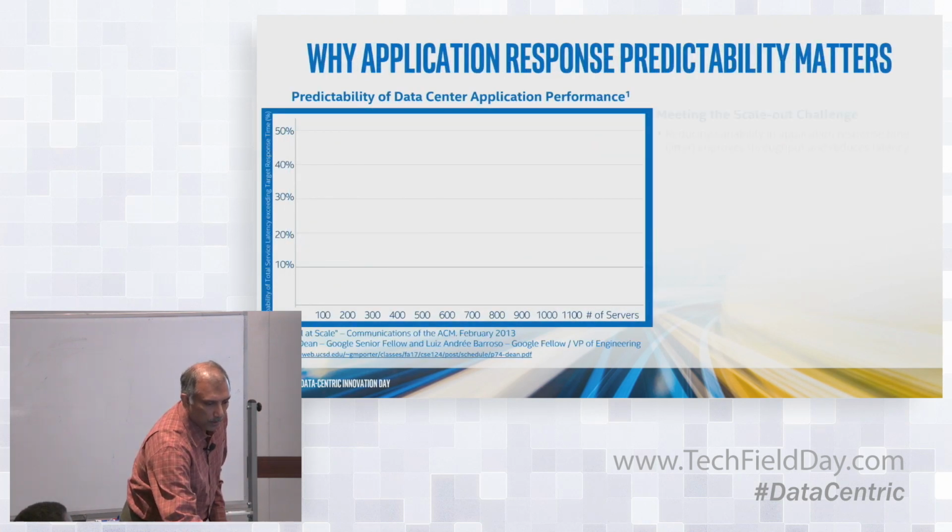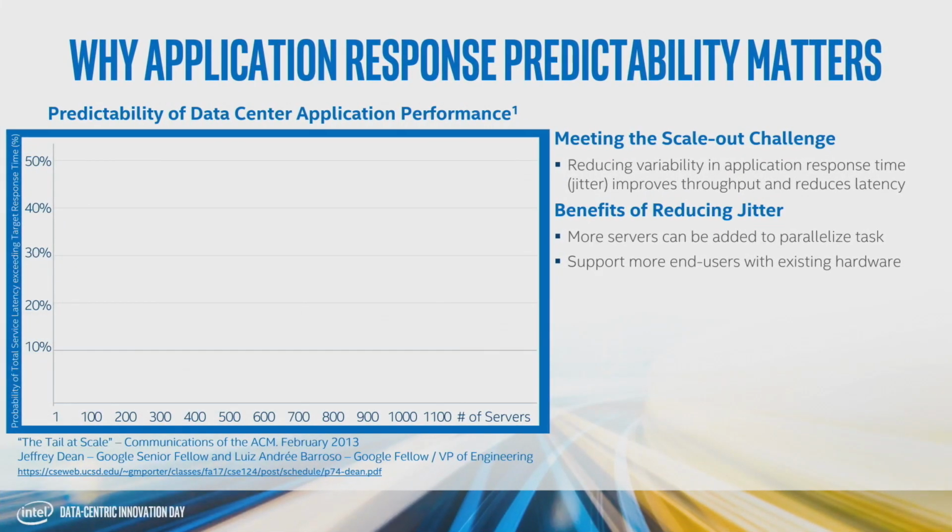So why does predictability matter? Predictability matters because variability in response time gets amplified with scale. So in general, if you reduce the variability in response time, your application gets better throughput and latency. That's a general thing that you see. And also, the benefit of reducing variability, or reducing jitter, is that you can add more servers to parallelize your tasks, or you can support more users with your existing hardware.